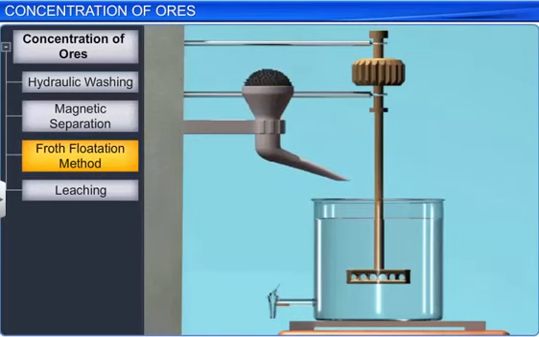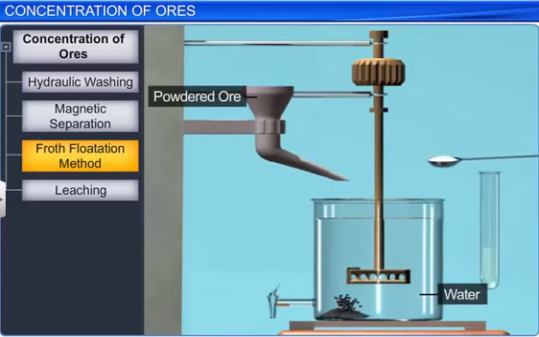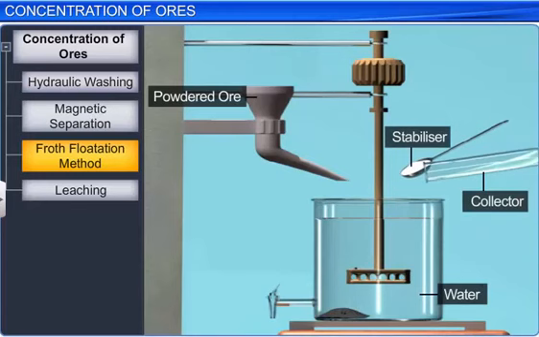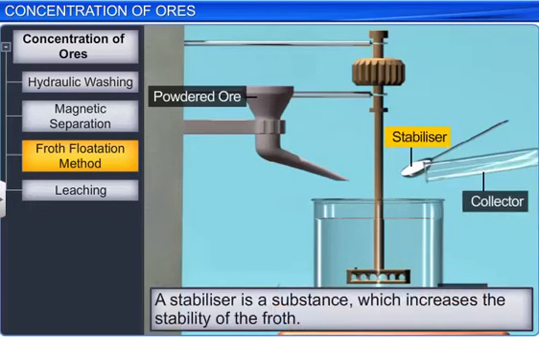Froth flotation separates the gangue particles from the ore based on the fact that gangue is wetted by water, while mineral is wetted by oil. The ore is crushed into fine powder and mixed in water. Then, collectors and stabilizers are added to the water. A collector is a substance such as pine oil or a fatty acid which enhances the non-wettability of the ore particles. A stabilizer is a substance like cresol which increases the stability of the froth.